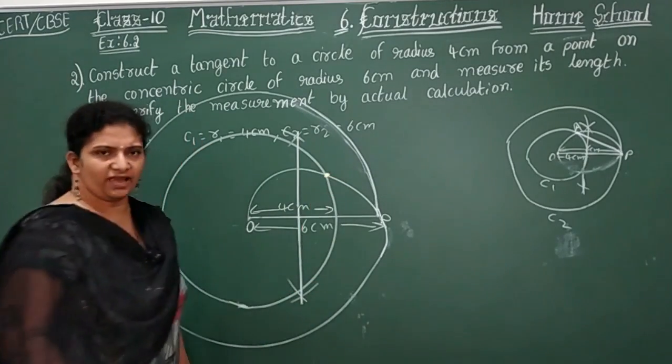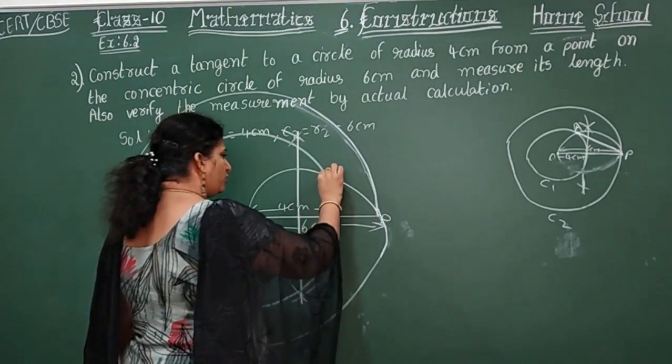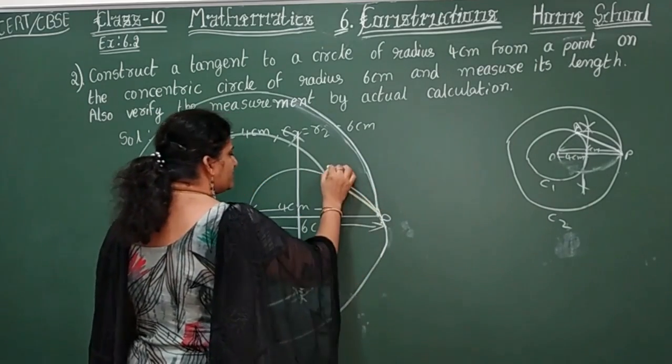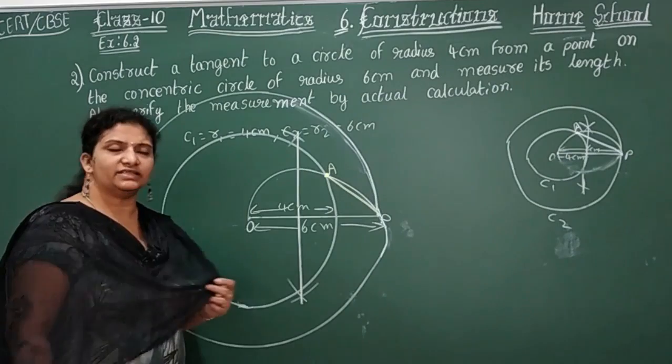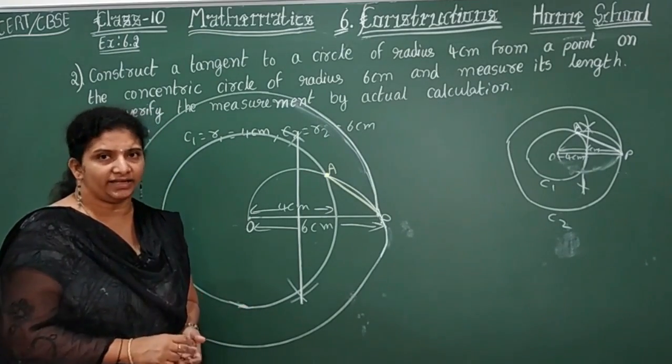Can you see here carefully? From there draw a line. This is your tangent. What is your tangent here, children? AP is the required tangent.